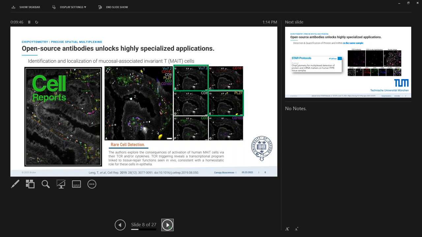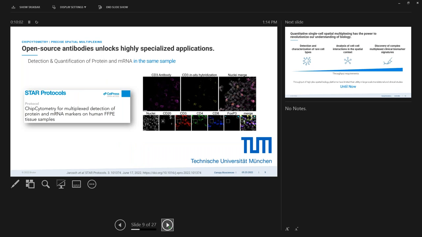And so the emphasis here, I think, is that ChipCytometry isn't tied to any particular antibody chemistry, which is a real advantage and gives users a lot of flexibility when it comes to assay design. To further that point, this is a brand new paper published by one of our users who was using ChipCytometry to identify and characterize protein targets, but also combined that with RNA targets, using the RNAscope reagents from ACD Bio in conjunction with standard fluorescently labeled antibodies to look at both protein and mRNA targets on the exact same sample.